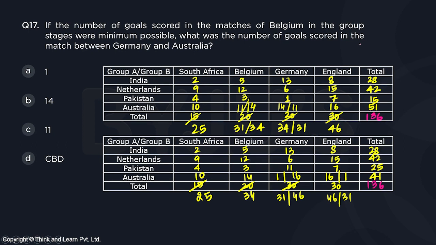Question number 17. If the number of goals scored in the matches of Belgium in the group stages were minimum possible, so the minimum possibility is going to be 31. Then what was the number of goals scored in the match between Germany and Australia? So if it is 31, that means Belgium scored 11. That means 14 goals between Australia and Germany. Option B will be the answer.